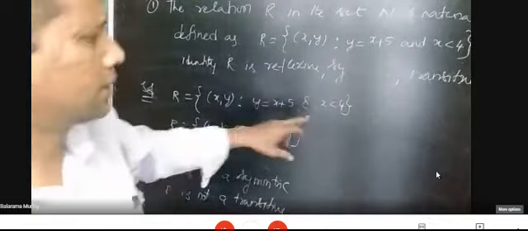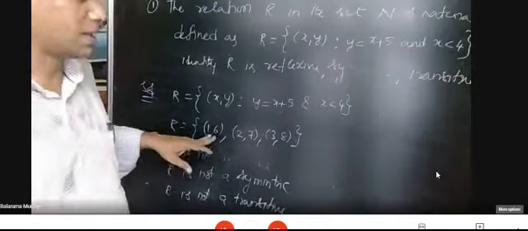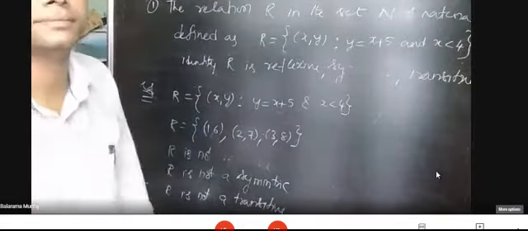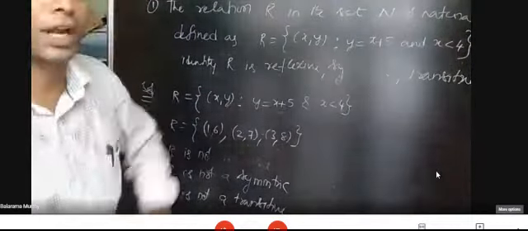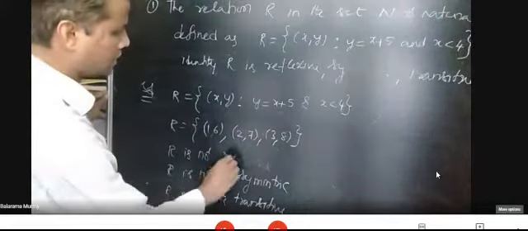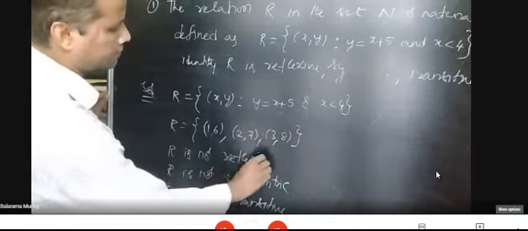So natural numbers only we need to take, and also x is less than 4 only. Similarly, here also 1 comma 1 is not there in this relation. That means it is not reflexive, not symmetric, and also not transitive. Clear, guys? Yes, sir.